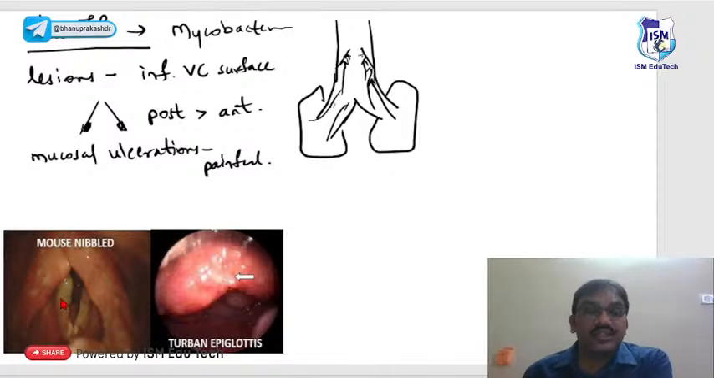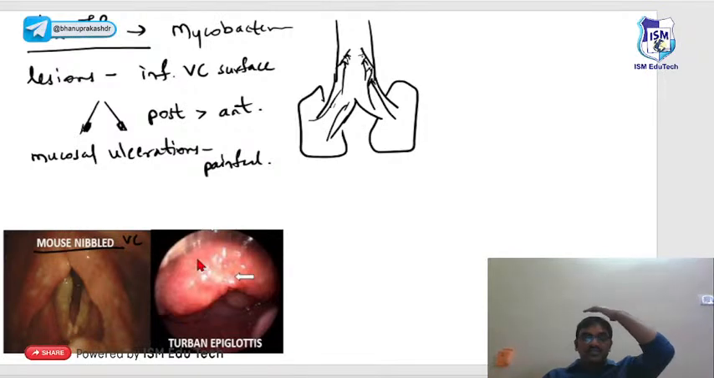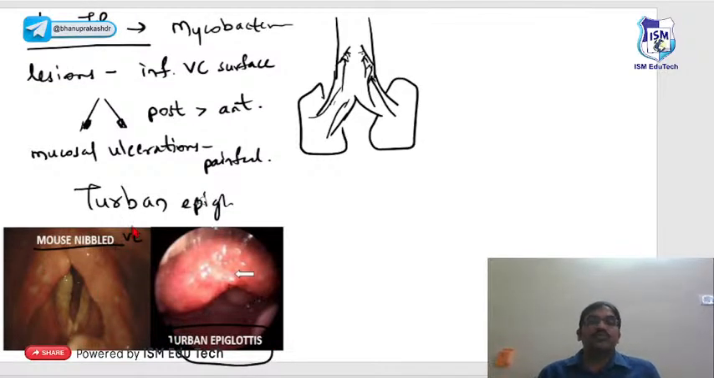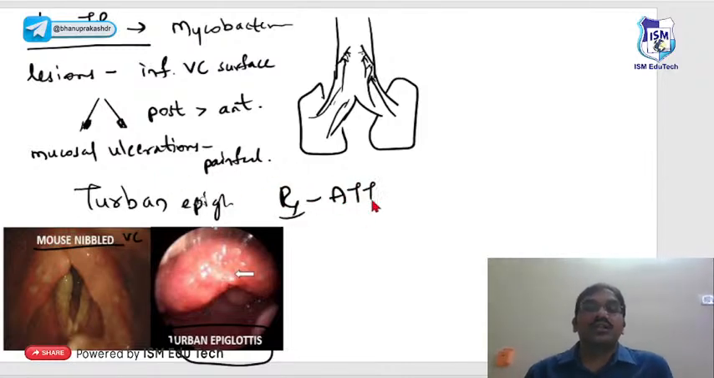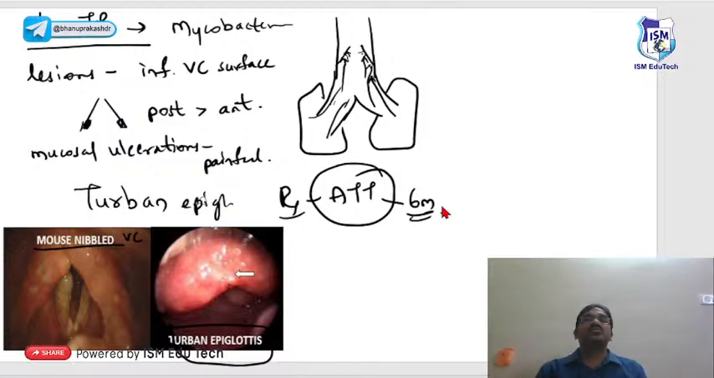On direct laryngoscopy, you can see a mouse-nibbled appearance of the vocal cords, and the epiglottis is swollen and looks like a turban, just like a hat sitting on top of the larynx. So this is also called turban epiglottis. The mouse-nibbled appearance of the vocal cord is seen in laryngeal tuberculosis. The treatment is only anti-tubercular treatment for 6 months. If no primary tuberculosis is found in the lungs and only extrapulmonary tuberculosis is diagnosed, then you can give a 6-month course of anti-tubercular therapy, ATT, and it will be fine.